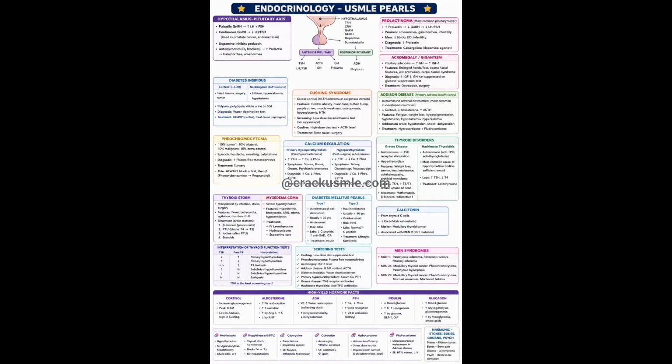When GnRH is pulsatile, it stimulates LH and FSH, but when it's continuous, it suppresses them, used in conditions like prostate cancer and endometriosis. Dopamine inhibits prolactin, but antipsychotics, which block D2 receptors, raise prolactin, leading to galactorrhea and amenorrhea.